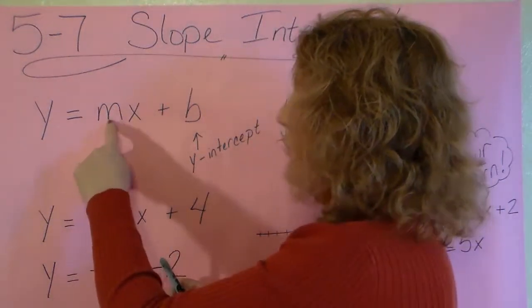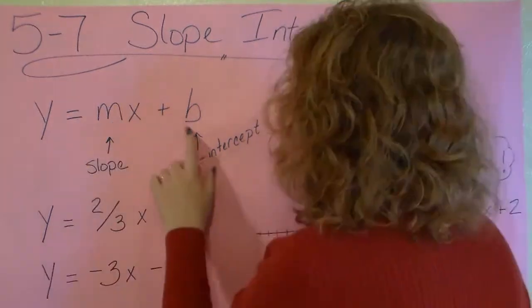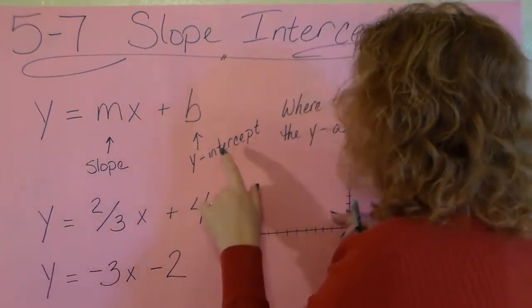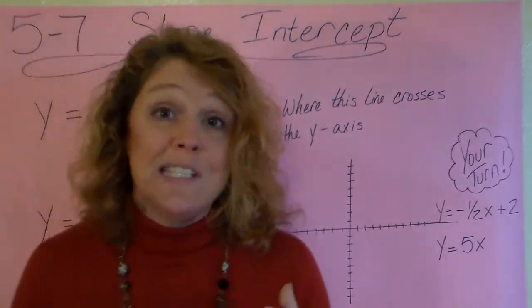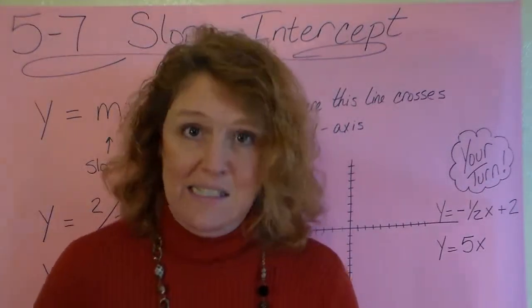Then the 3/5 would go right here. B is the y-intercept, and the y-intercept, what that means is where this line intersects with the y-axis.